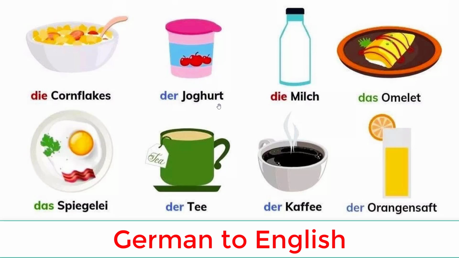Der Joghurt, that means yogurt. In Bengali it's doi. Die Milch, the milk. Das Omelette. Like das Ei, we say das Ei. So from Ei, meaning egg, the omelette is made from egg. So we say das Ei, das Omelette. So there is a connection.